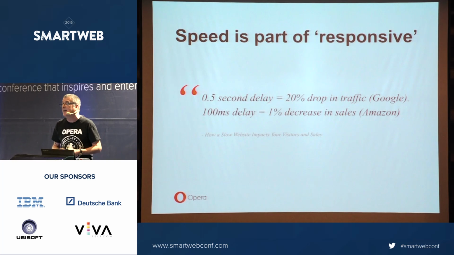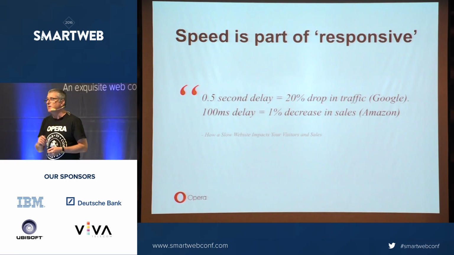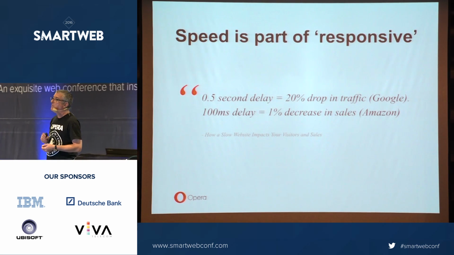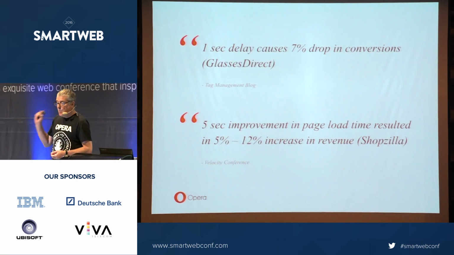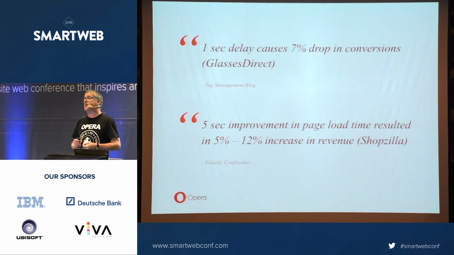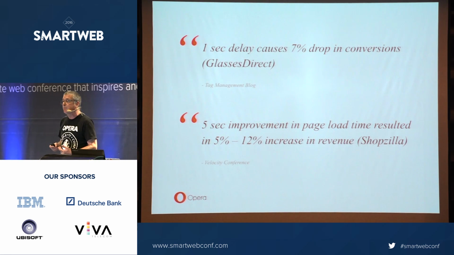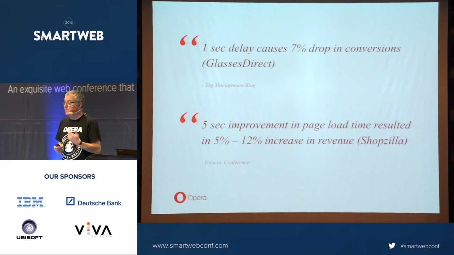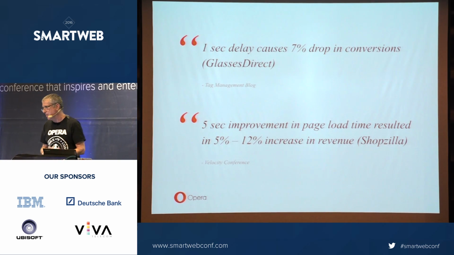A 0.5 second delay is a 20% drop in traffic for Google. A 100 millisecond delay is a 1% decrease in sales for Amazon. A 1 second delay causes a 7% drop in conversions, Glasses Direct said. A 5 second improvement in page load time is a 5 to 12% increase in revenue, said Shopzilla.